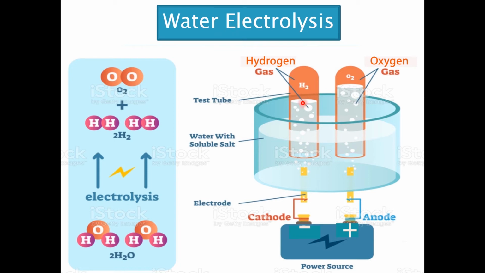The volume of hydrogen gas produced is twice the volume of oxygen gas produced. This shows that the ratio of hydrogen to oxygen in a molecule of water is 2:1. H2O: 2 hydrogen atoms and 1 oxygen atom.